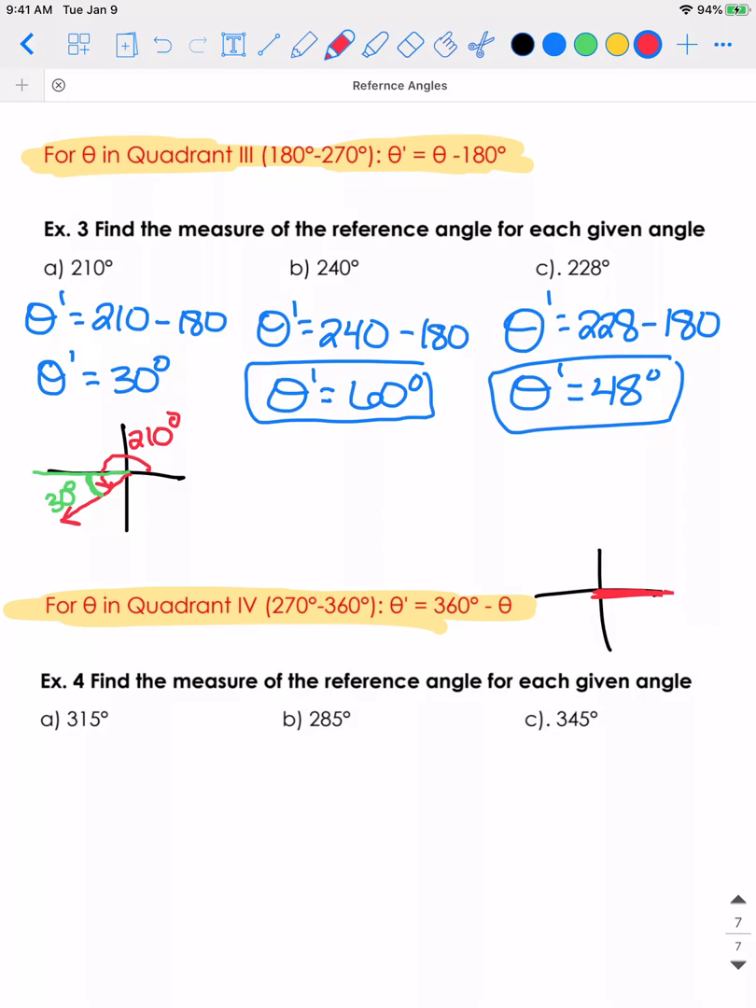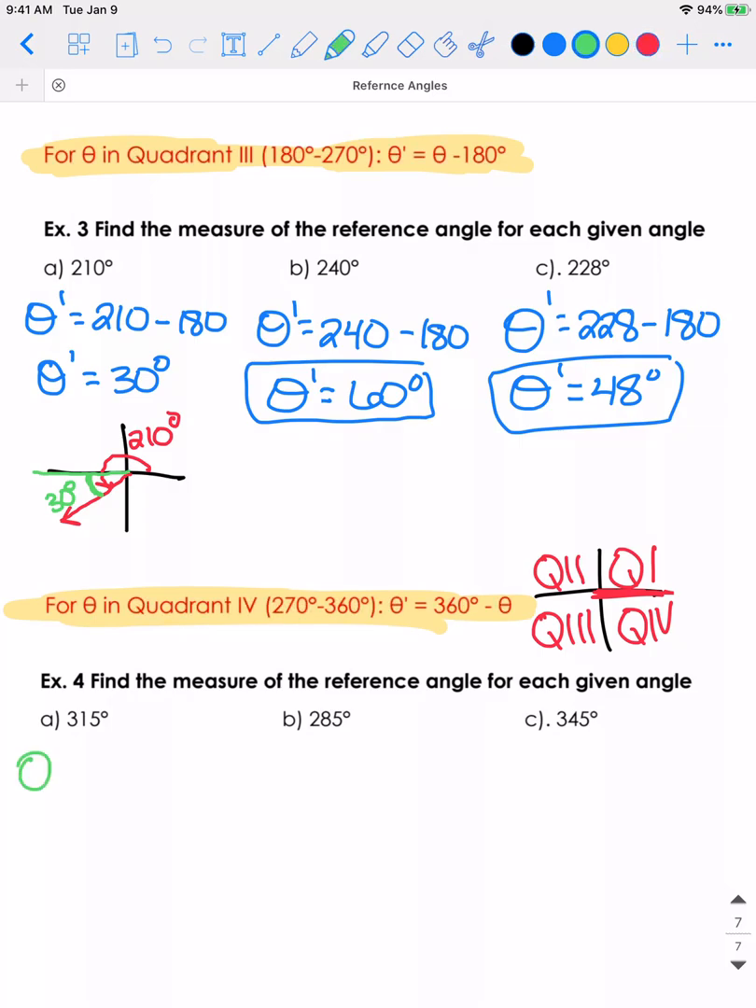Okay, now I did forget to tell you about the quadrant, so in case you forgot, this is quadrant 1, this is quadrant 2, this is quadrant 3, and this one right here is quadrant 4. Okay, and I use Roman numerals. You do not have to use Roman numerals. Okay, so from this one, we're going to take 360 degrees and subtract theta from it.